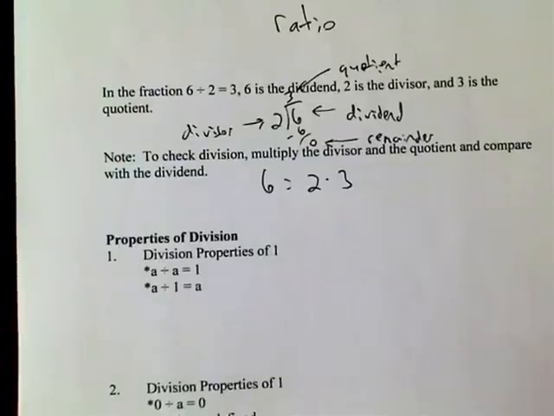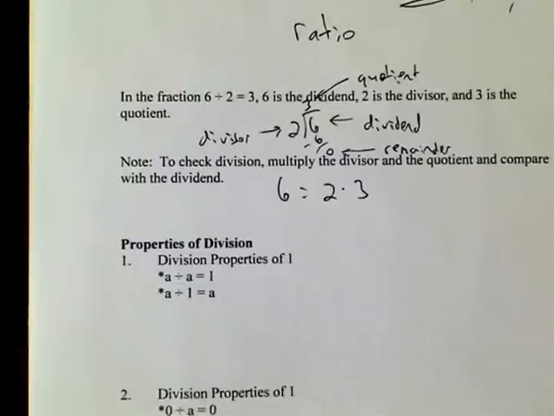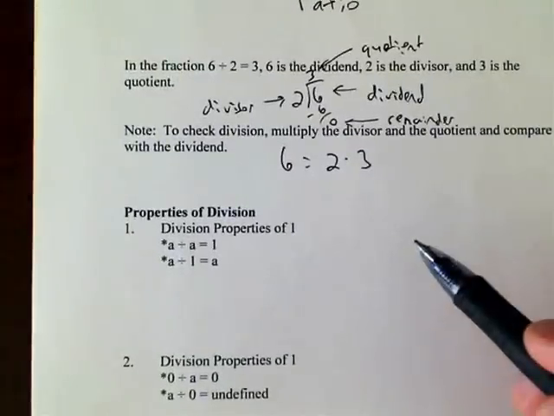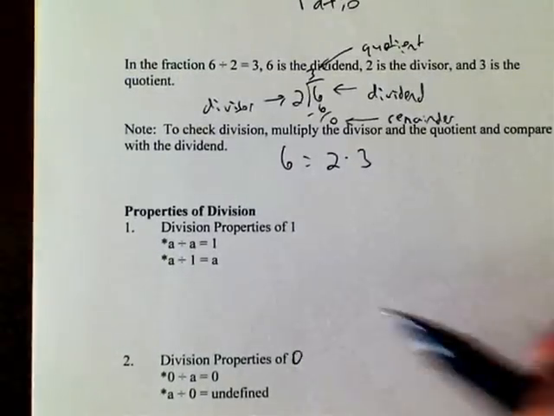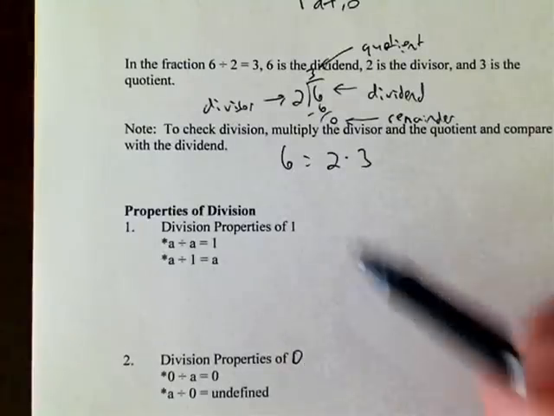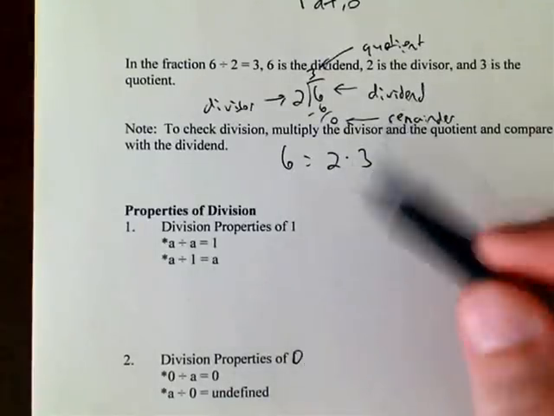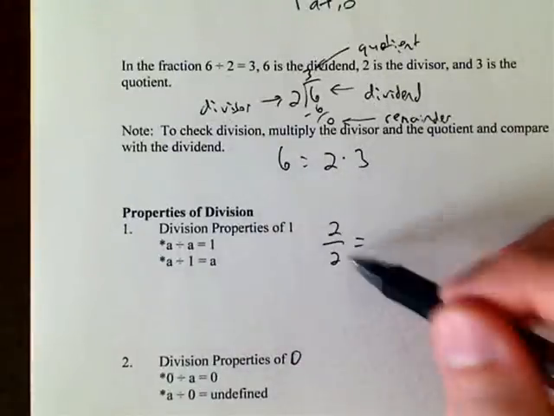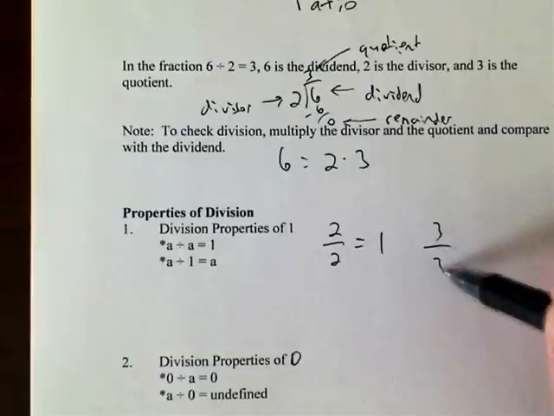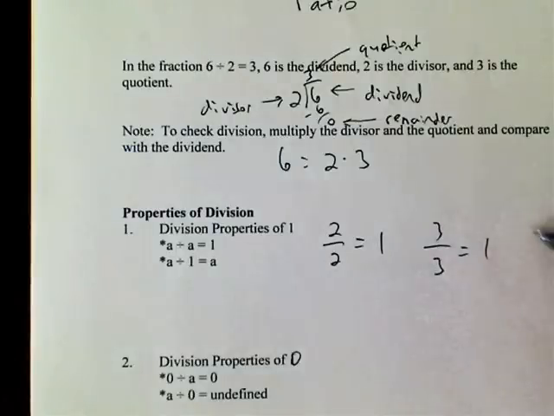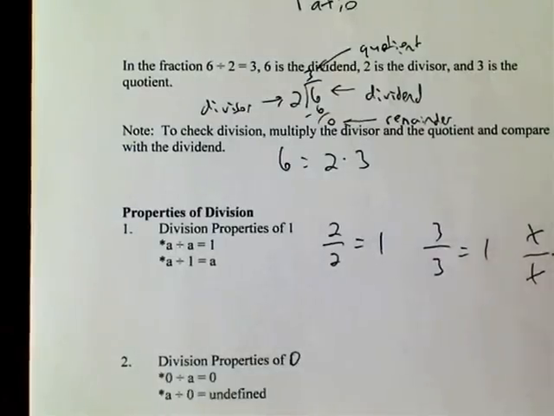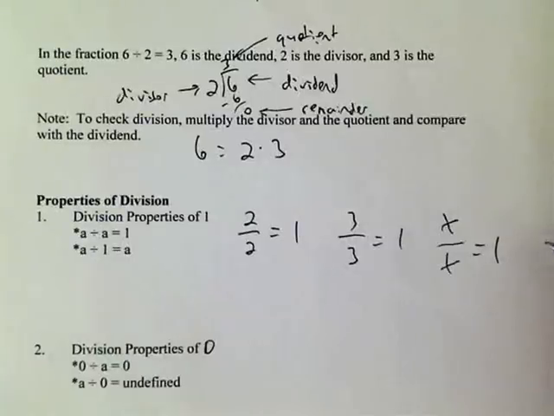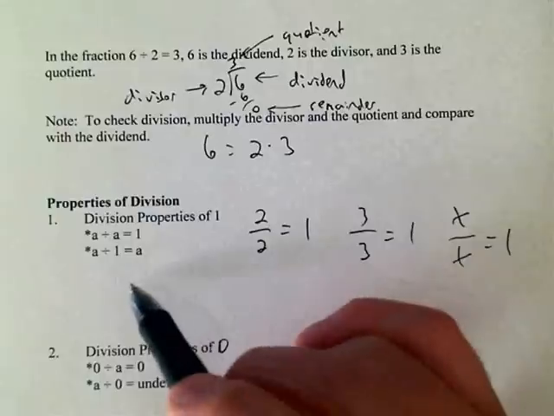Let's look at some properties of division. These are very important properties. They're used quite a bit, especially with fractions. So be aware. Division properties of 1. This one down here should be division properties of 0. Division properties of 1. This first one states, if I ask you what's 2 divided by 2, you would say 2 goes into 2 one time. 3 divided by 3 is 1. X divided by x is 1. Anything divided by itself is 1. The only number we can't divide by is a 0, so just keep that in mind. Now this next one states this.